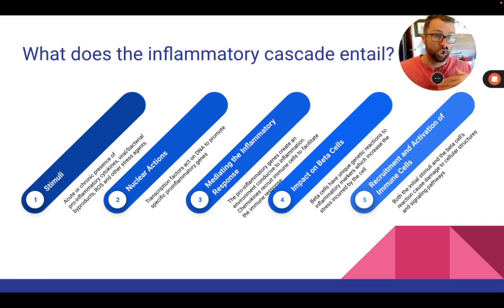Some are just general inflammation that has taken up space around the pancreas, right? Some is specific to beta cells, some is just general. All of it's bad in terms of creating an environment of inflammation. So cells have unique genetic reactions to inflammatory markers, which increase the stress incurred by the cell. The more stress incurred by the cell, the worse things get, which goes to recruitment and activation of immune cells. Both the initial stimuli and the beta cell's reaction to the environment around it cause damage to the cellular structures and signaling pathways. And that starts the path to diabetes.